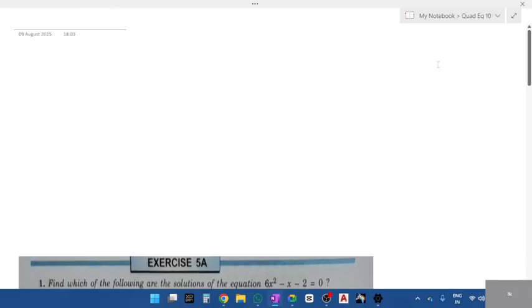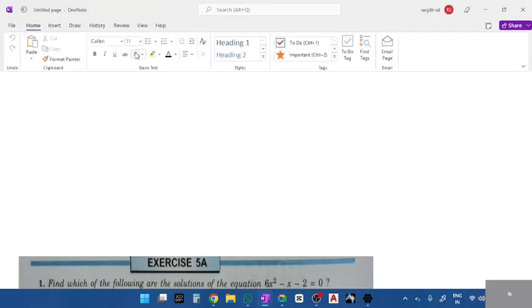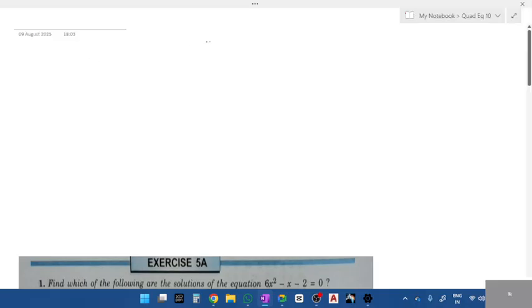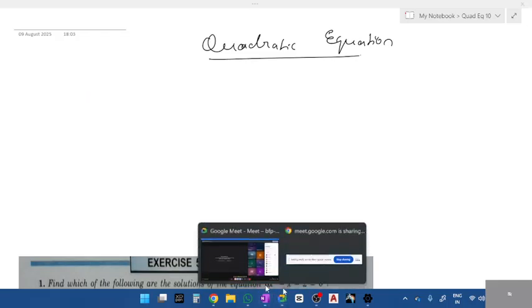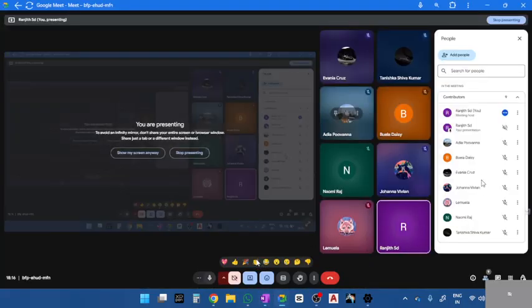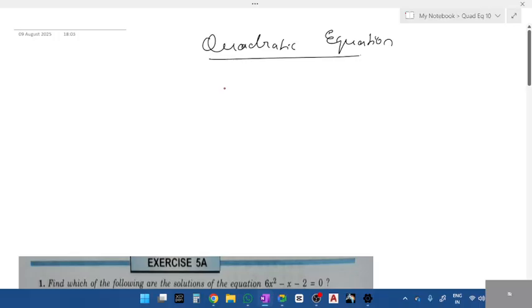Exercise 5a, quadratic equation. Okay, all of you concentrate, students. It's a very easy chapter, very easy calculation. It's a scoring chapter. Okay, so all of you will concentrate.